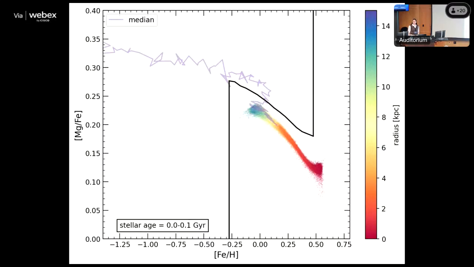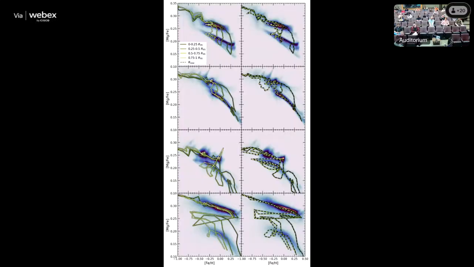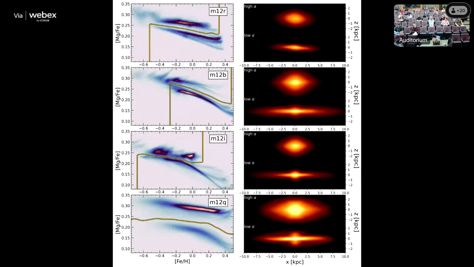I have time for one quick question. Janice? Going back to the bimodal galaxies, why did the star formation rate suddenly drop? Do you know why? Good question.